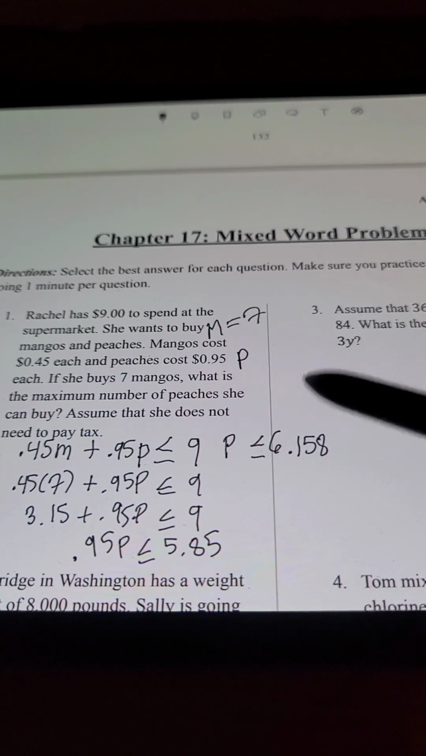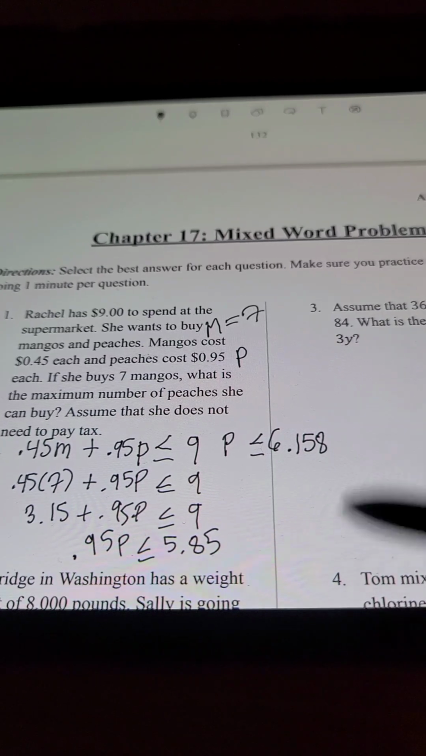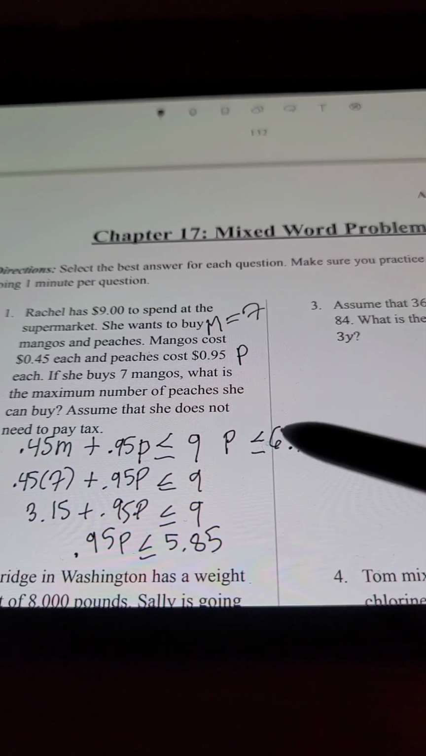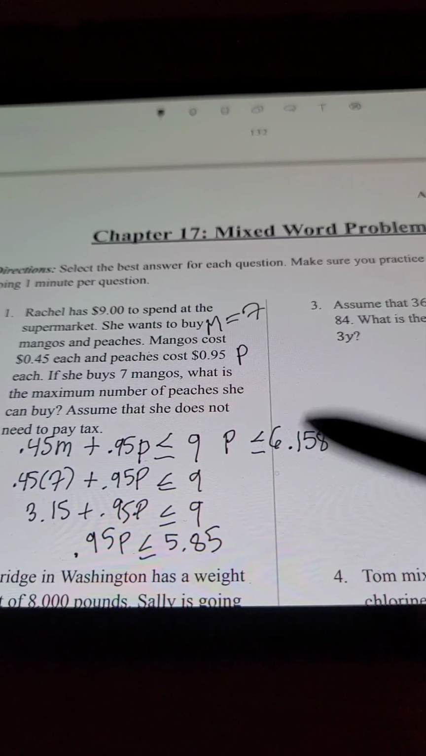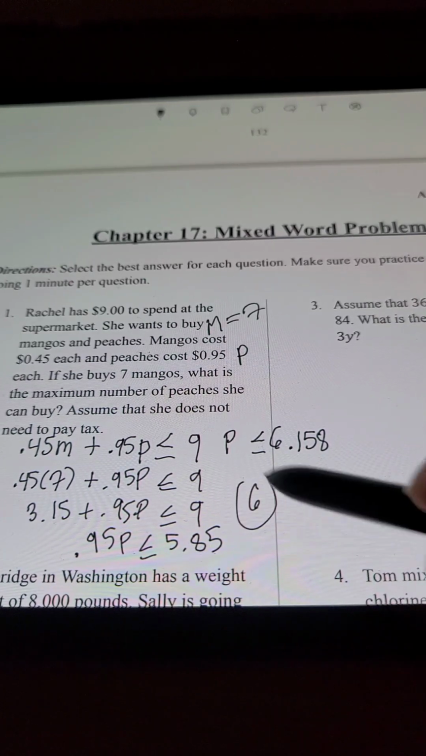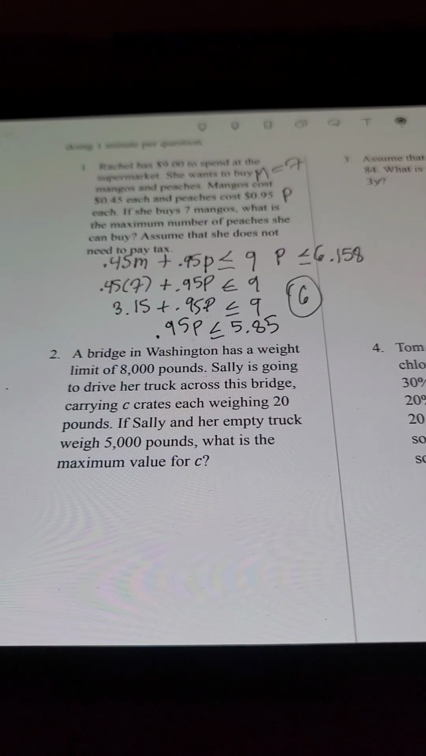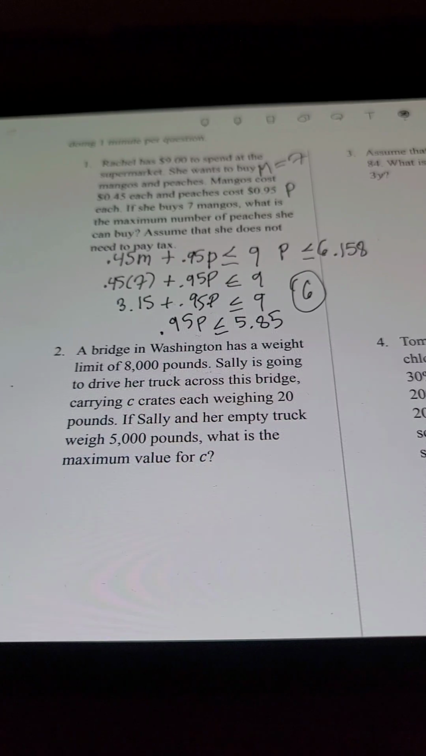Now, you can't just go to the store and buy 6.1 peaches. So the maximum number of peaches that she can buy is going to be 6. So that's your answer there. Okay, pause to read number 2 if you haven't already.